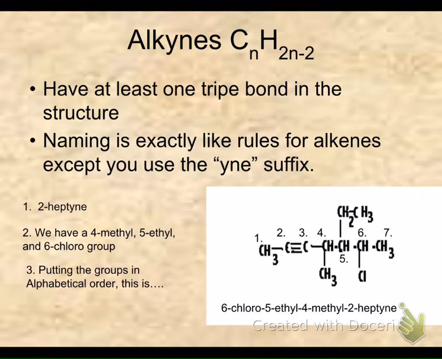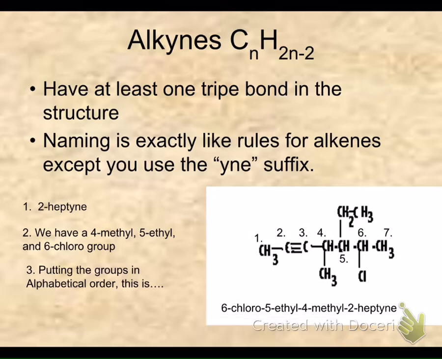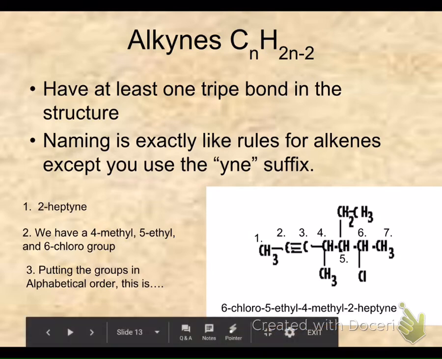That tells us which carbon each is on. It's not in any order. It just happens to be descending order here. It could be 6, 4, 5 if the methyl was on carbon 5 and ethyl was on 4. That didn't happen here. So our full name is 6-chloro-5-ethyl-4-methyl-2-heptyne, with heptyne as the main chain. Isn't that fun?